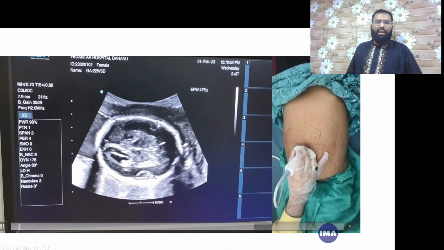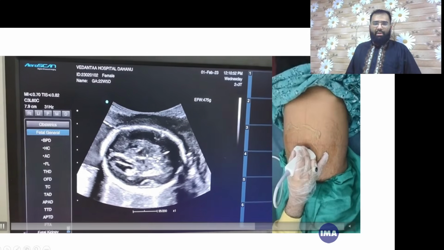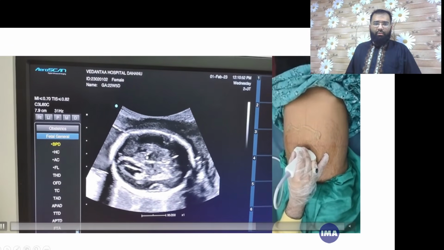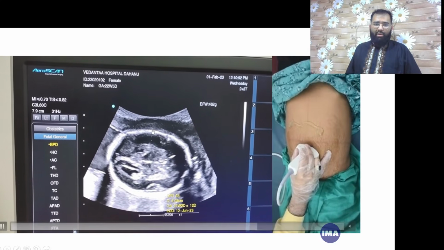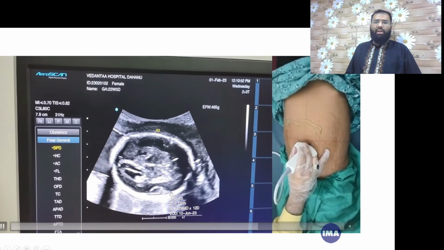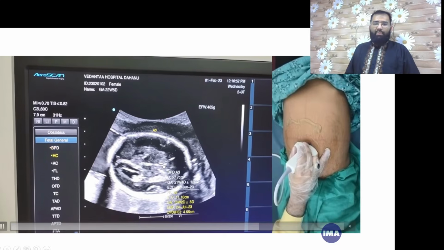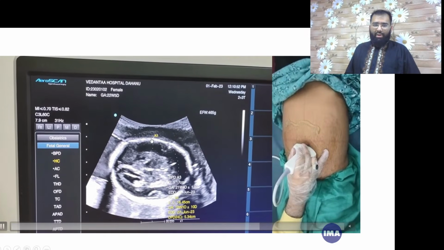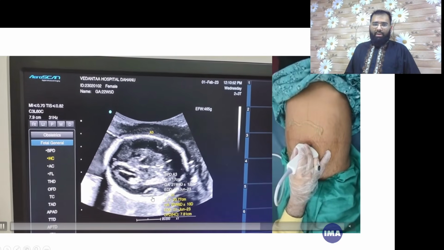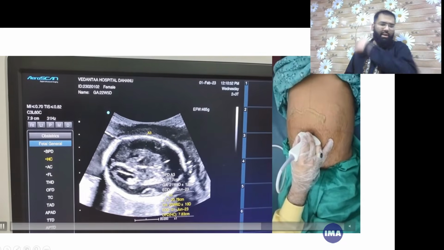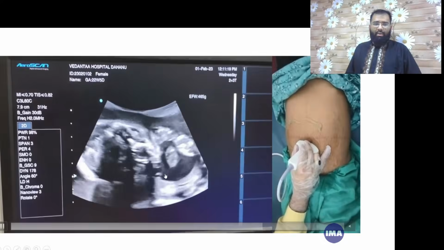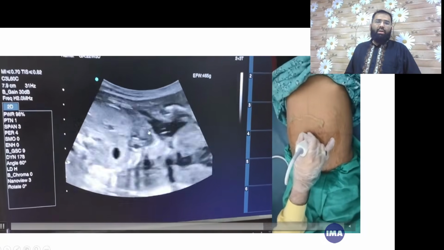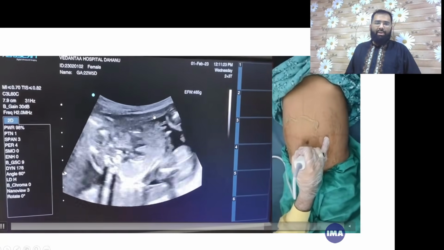Now, again, I am demonstrating how to take BPD. So, we have taken a view where you are able to see these two thalami, with the arrow pointing posteriorly, and you are measuring from the outer to inner table of the skull. So, this gives BPD. For head circumference, you have to take it from outer to outer, using a circular caliper, then extend the circular caliper to include the complete dimension. Now, most importantly, the orbit should not be part of the BPD.